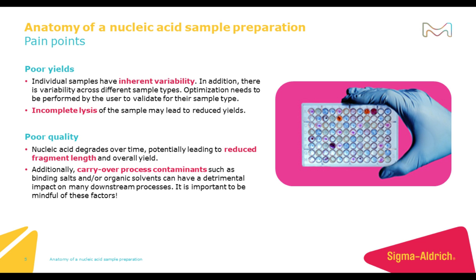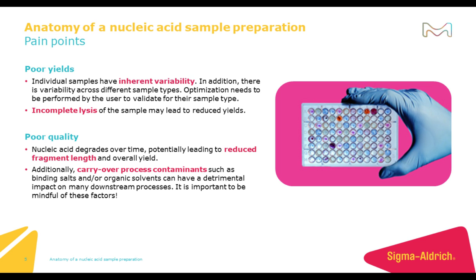However, before I go deeper into the different methods of purification, it is important to think about some of the key pain points about sample preparation that can impact downstream sample modification and assessment. The 2 key drivers for downstream failure is poor quality and poor yield. This is due to inherent variability within individual samples as well as variability across the different sample types. Typically, optimization is required from the end user in order to validate for their sample type.